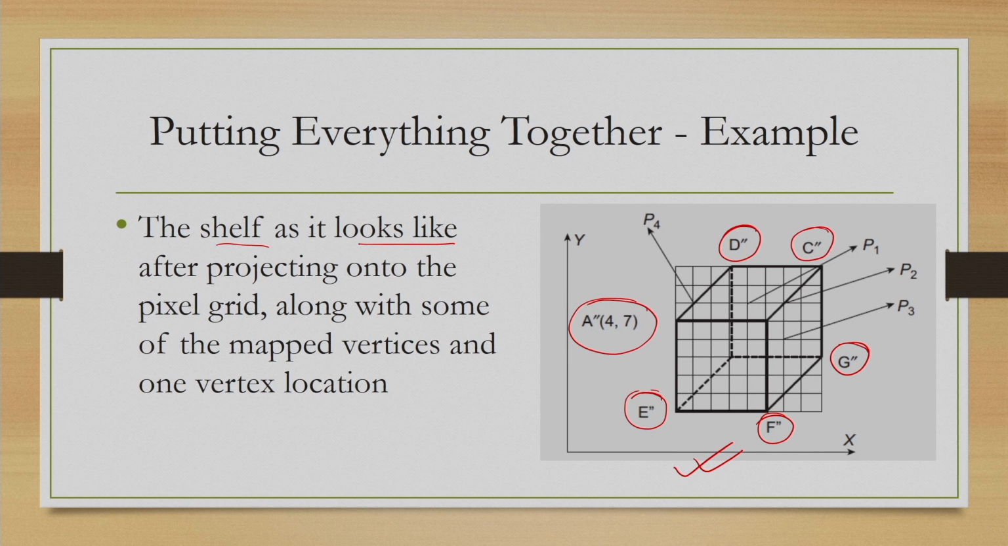For example, here we have mentioned the vertex coordinate of (4, 7), then we can derive E to be: x will remain the same, y will be reduced by 1, 2, 3, 4, 5. So, y will be 2, and so on for other vertices. In that way we can derive the locations.